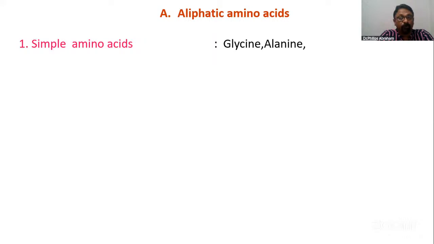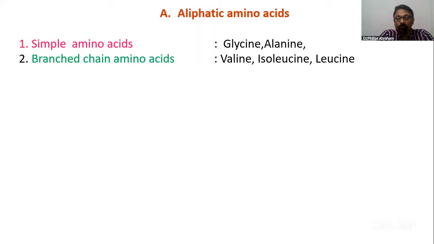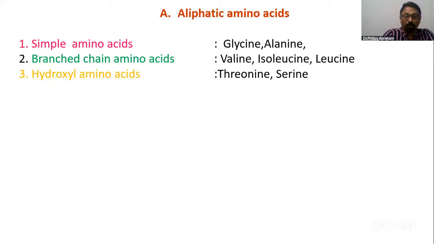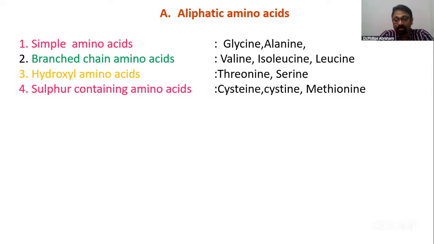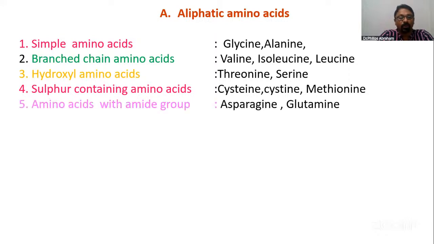In that, our classification about the structure, we have the aliphatic, simple amino acids. The simplest is glycine, okay? And alanine is also a simple amino acid. Branch chain: valine, isoleucine, and leucine. We need it later also in another type of disorder. So study it as VIL: valine, isoleucine, leucine. Then hydroxyl group, OH group containing amino acids, serine and threonine. Sulfur containing: cysteine, and 2 molecules of cysteine combined together form cystine, and then methionine.